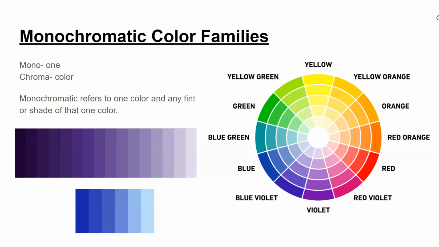All right, next is the monochromatic color scheme. Mono means one, chroma means color, and so monochromatic refers to one color and any tint or shade of that one color. As you can see below, I have a monochromatic color scheme of violet, and I also have an example of blue. You can see that color wheel there. It's showing all of the different colors and their monochromatic color schemes. So if you're interested in just using one particular color, like blue, for example, this would be the color family that you would want to use.